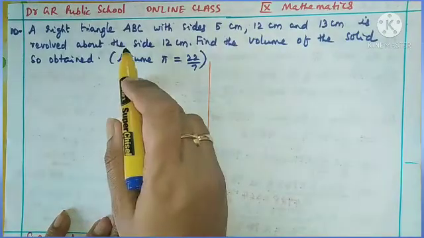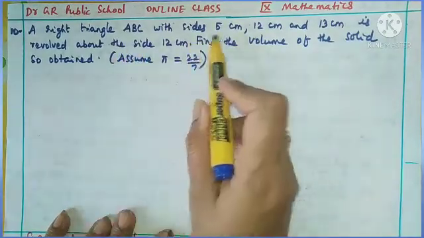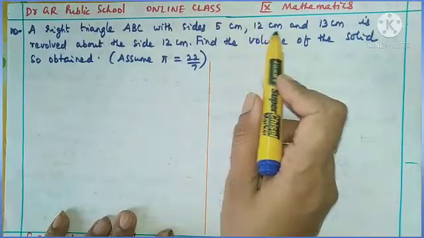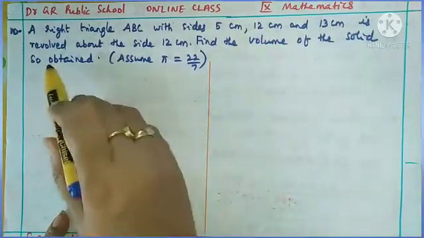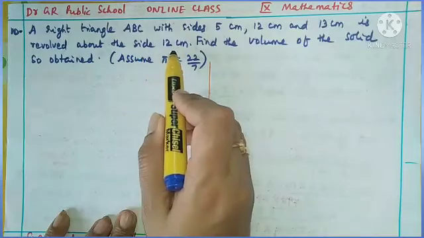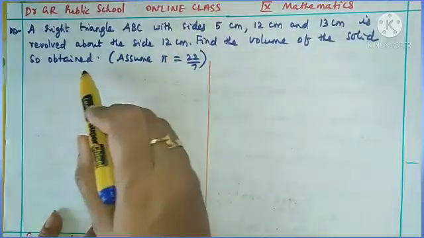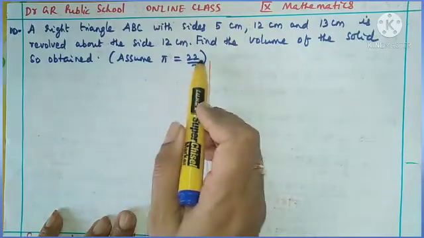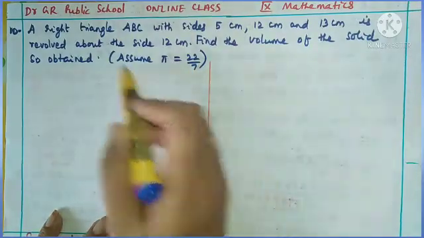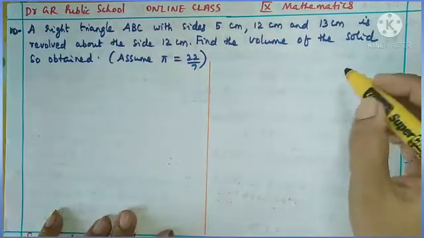A right triangle ABC with sides 5 cm, 12 cm and 13 cm is revolved about the side 12 cm. Find the volume of the solid so obtained. Assume pi equal to 22 by 7. Okay, so here it is told about a right triangle.